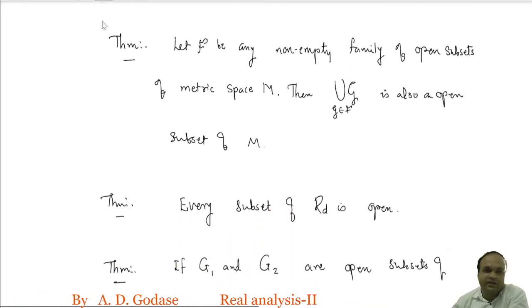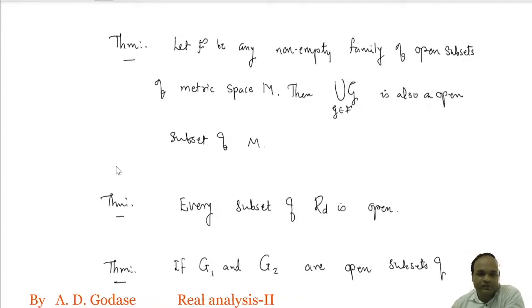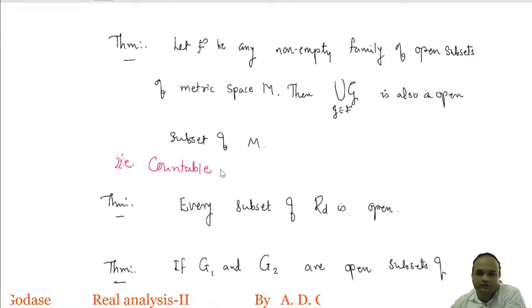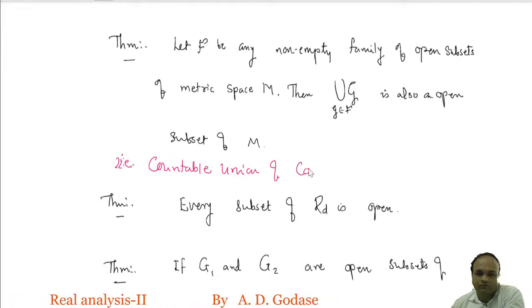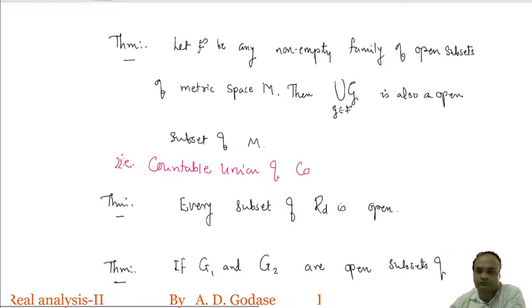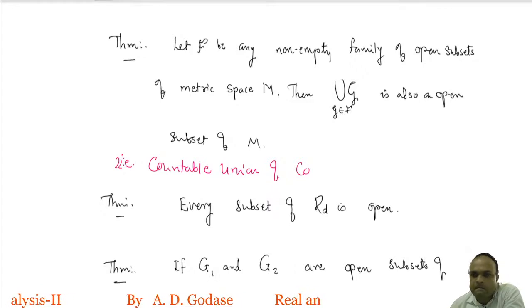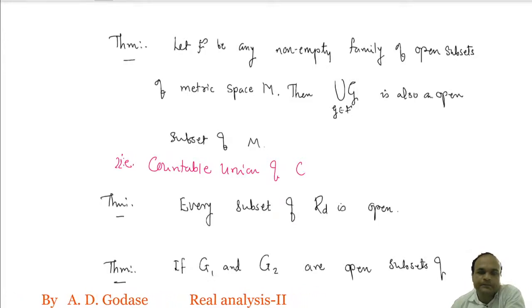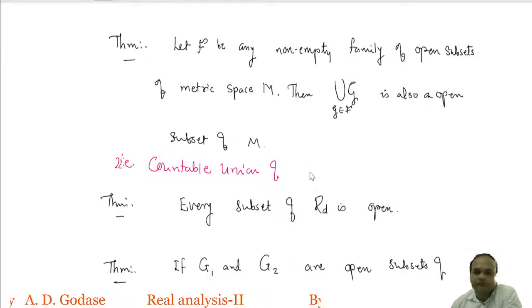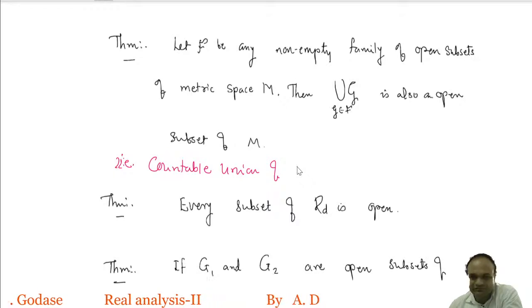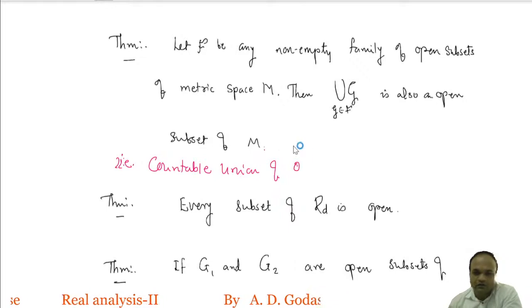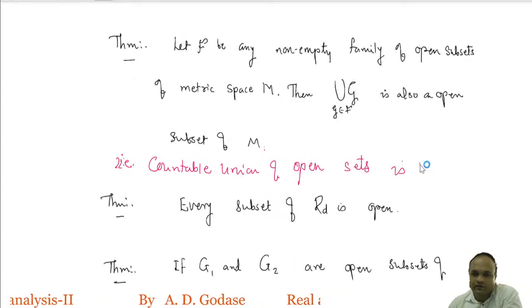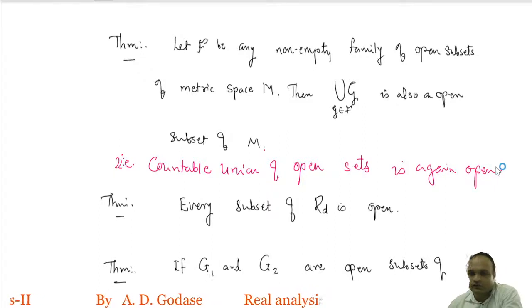Alternatively, you can write it as: countable union of open sets is again open. So that is the statement of this theorem.